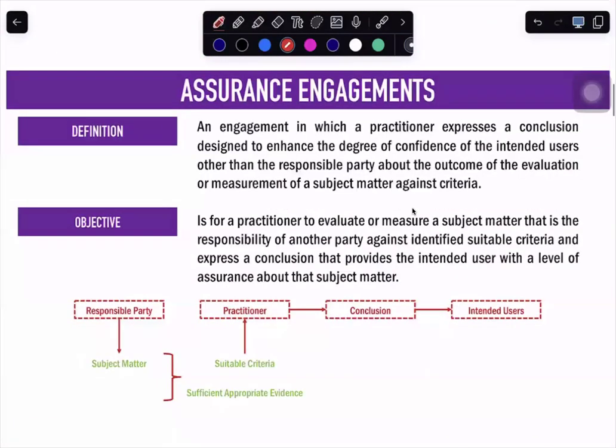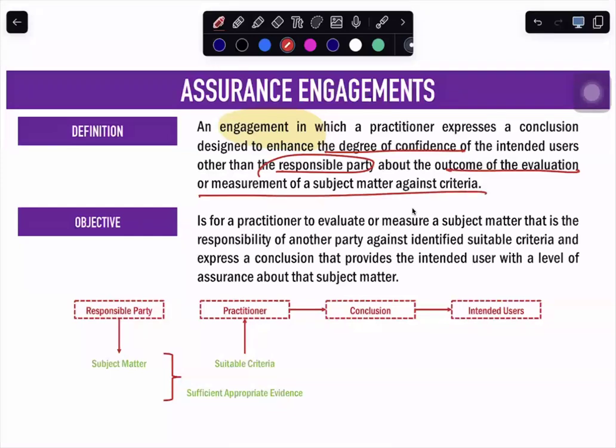Going further, let's discuss then assurance engagement. So having known the concept of assurance, we look into the reliability of what had been asserted by the first party to the second party. Let's look into an assurance engagement. Now, an assurance engagement is an engagement in which a practitioner expresses a conclusion designed to enhance the degree of confidence of the intended users other than the responsible party about the outcome of the evaluation or measurement of a subject matter against criteria.